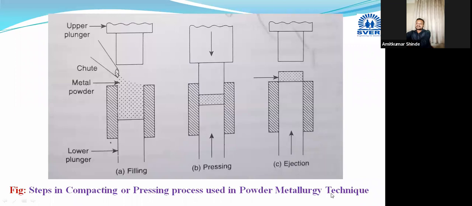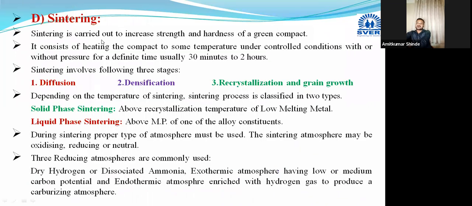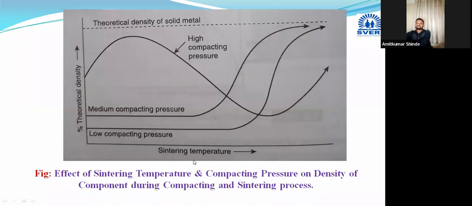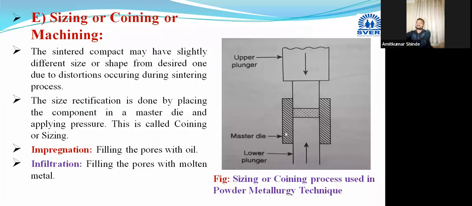We have completed this. Then what are the effects of compacting, then what is the effect of compacting pressure on density of compact, then how sintering is occurring at high temperature to give high strength and hardness component by three stages: diffusion, densification, and recrystallization with grain growth. And along with two types of sintering, solid phase sintering and liquid phase sintering. Effect of sintering temperature and compacting pressure on theoretical density, we have discussed it. Then we have discussed the effect of sintering temperature on various properties like density, strength, hardness, and porosity.